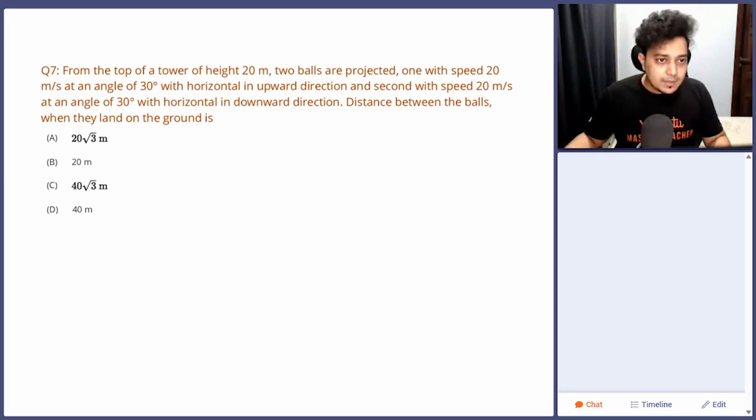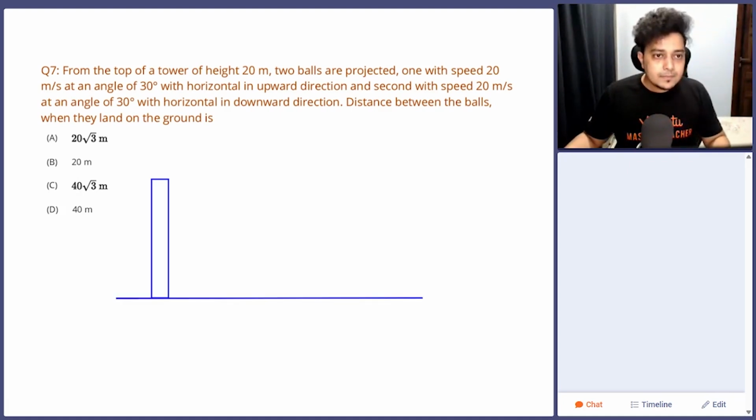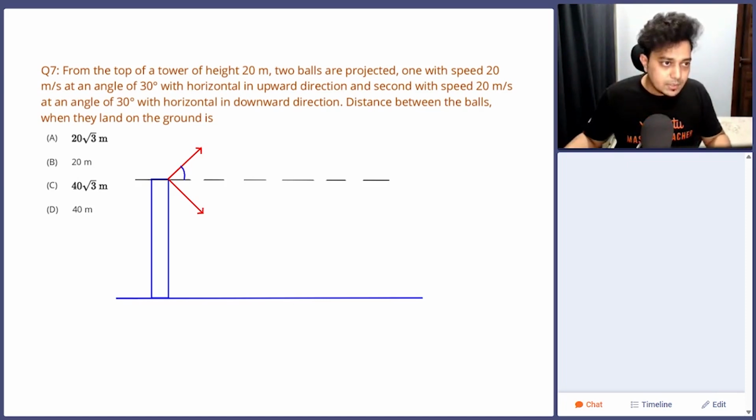So first of all, let's draw a tower. That's the first thing. And this is the ground. This is the reference level. And there are two balls which are thrown with the same speed and the same angle, but one is above the horizontal and one is below the horizontal. So this is 30 degree, and this is also 30 degree.